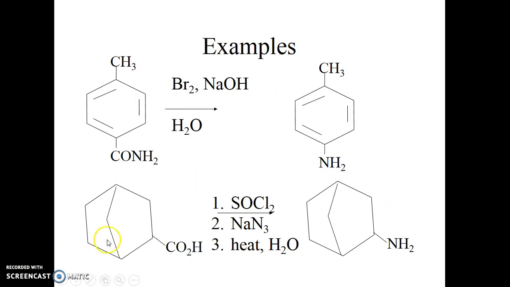Here's some examples. Here is an amide, treating it with bromine and sodium hydroxide in water. What do we get? This amine. This nitrogen ends up being right here where it was attached. Here's a carboxylic acid. Treat it with thionyl chloride, sodium azide, and heat. And what happens? You get the isocyanate forms here, and then it rearranges to give you an amine here.